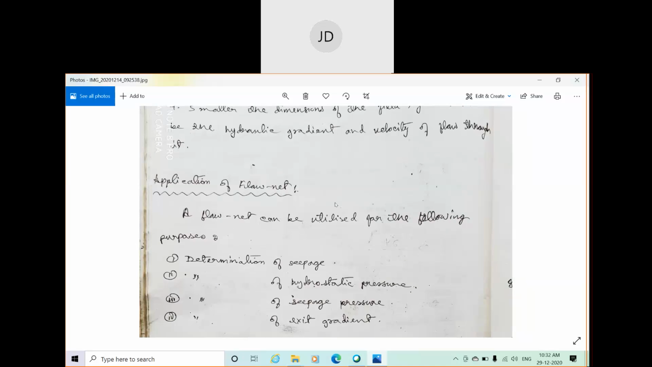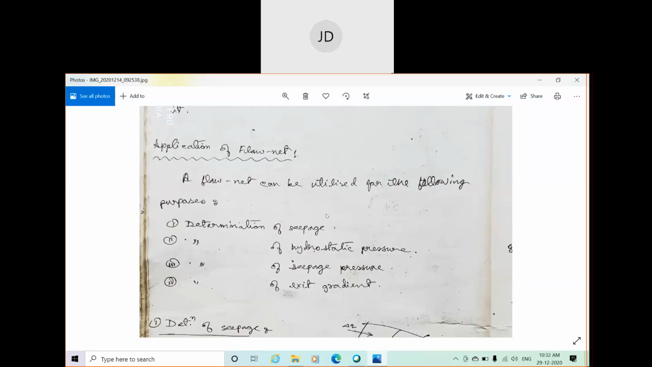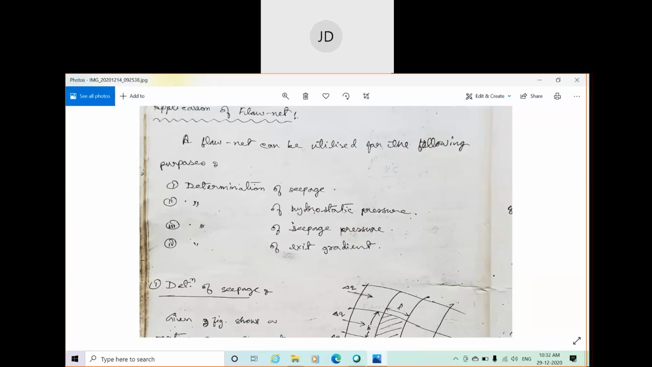Now mainly we'll discuss the application of flow net. There are four types of application: determination of seepage, determination of hydraulic pressure or hydrostatic pressure, determination of seepage pressure, and determination of exit gradient. That is, the hydraulic gradient at the exit point is known as exit gradient. They are also very simple to understand.